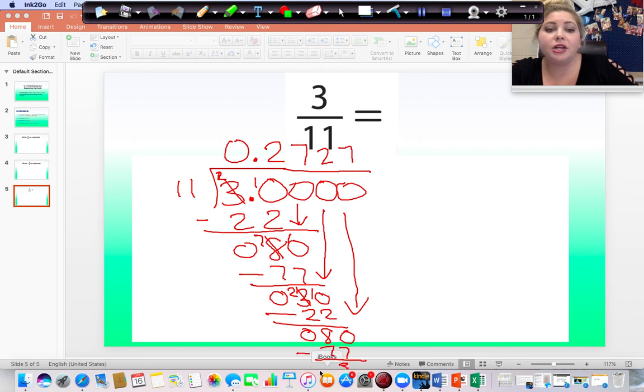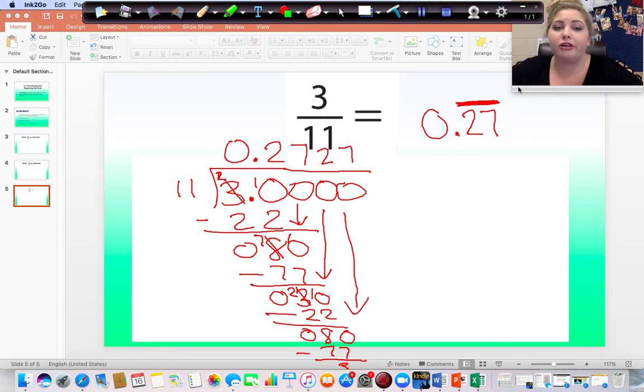Now we can see that we're going to start repeating here. We are repeating both the 2 and the 7. So our decimal is going to be 0.27, and it is a repeating decimal. So the bar notation is going to go over both of these numbers because both of those numbers are the numbers that repeat. Okay, so this 0.27 with the bar notation over the 27 tells us that the 27 is the number that continues to repeat on and on forever.